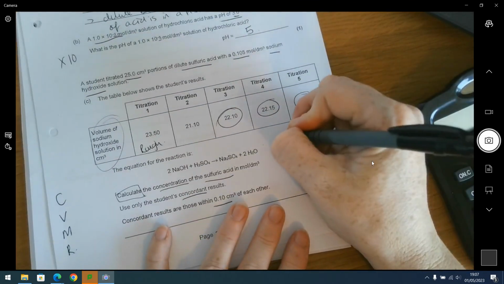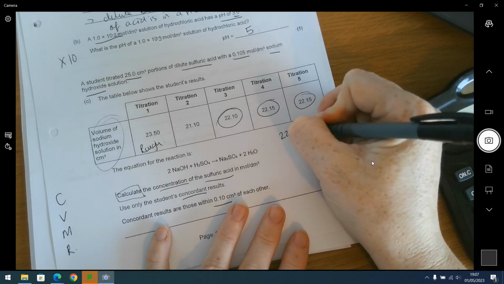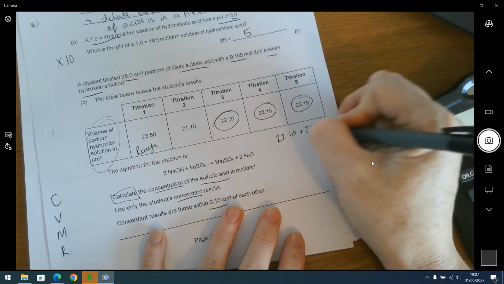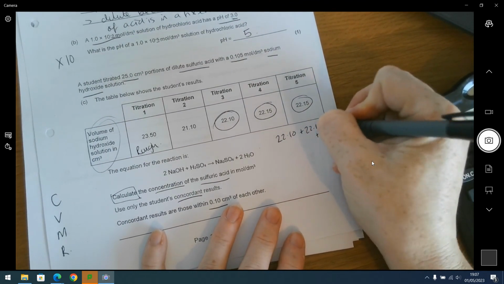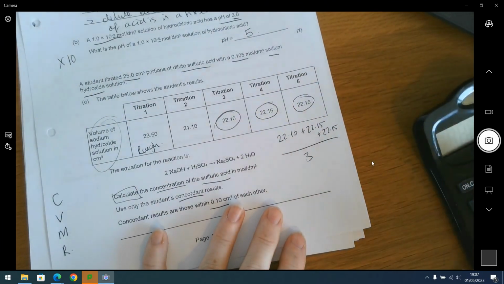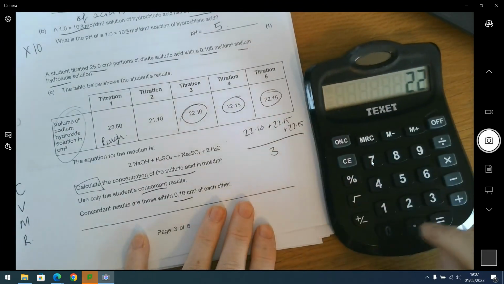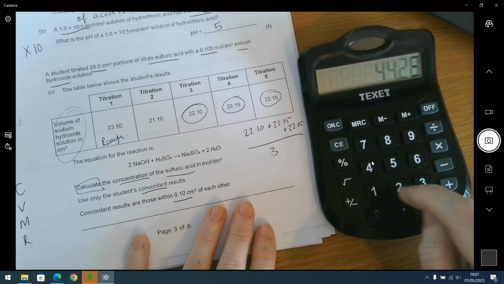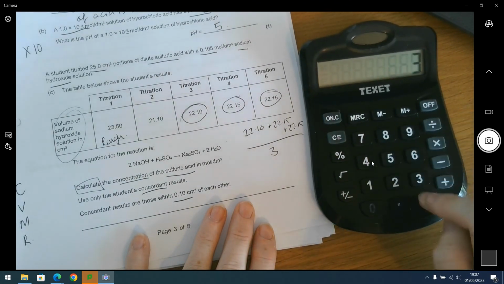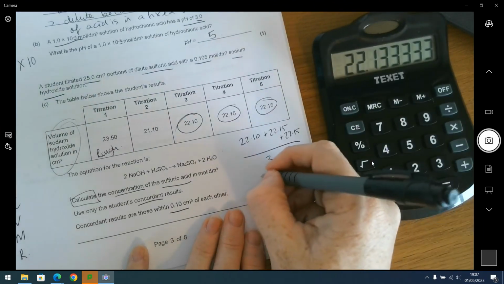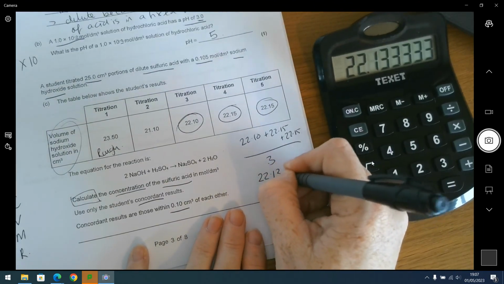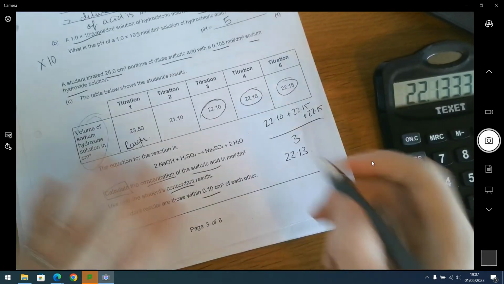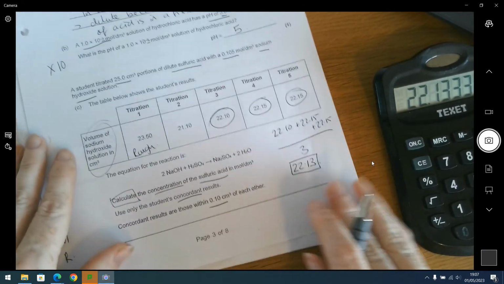So I've got to work out the mean. So 22.15, and then divide it by 3 to get it into the mean. Gives me a mean of 22.13 recurring. So that there is my volume.